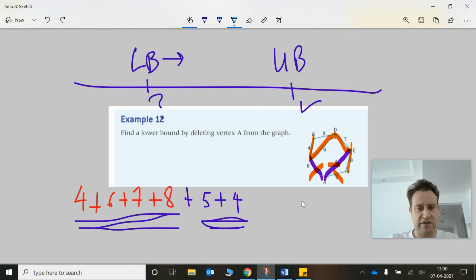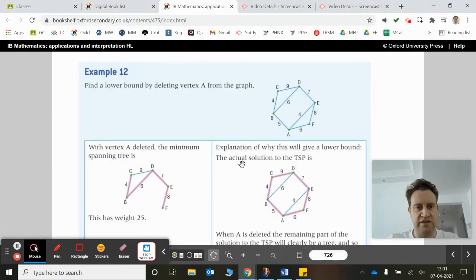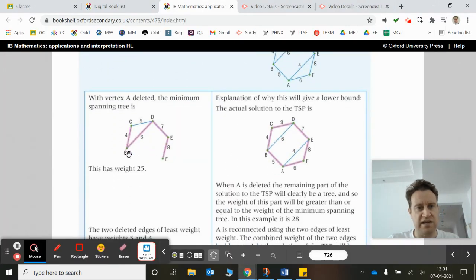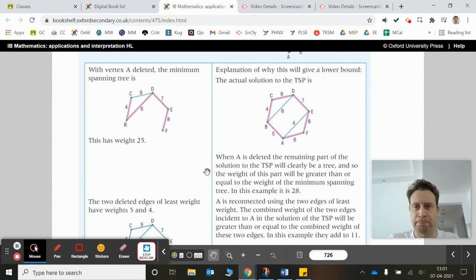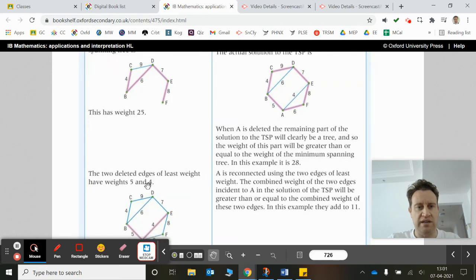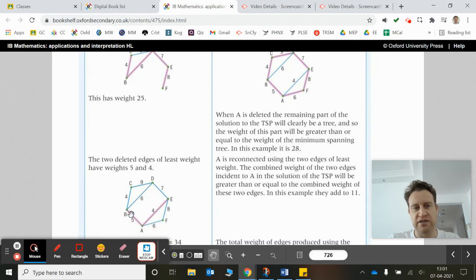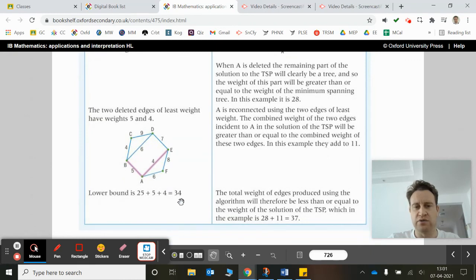Okay, right, so let's have a little look at how they've done it. There we go, they've done exactly the same thing. They found the weight of the spanning tree of 25, and they've added back in the 2 deleted edges here, and so they've got a total of 34. So they've done the same thing as well.